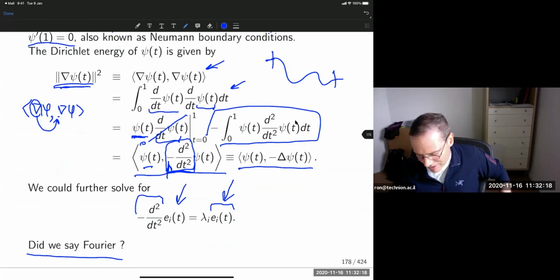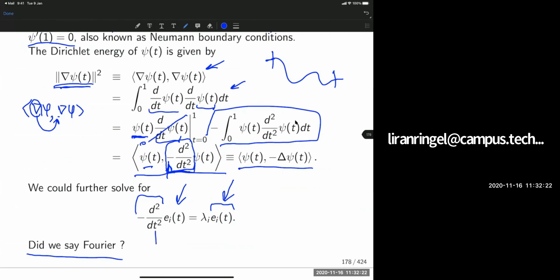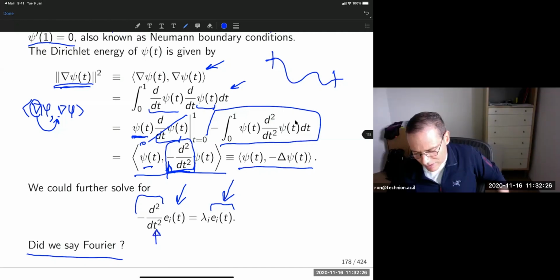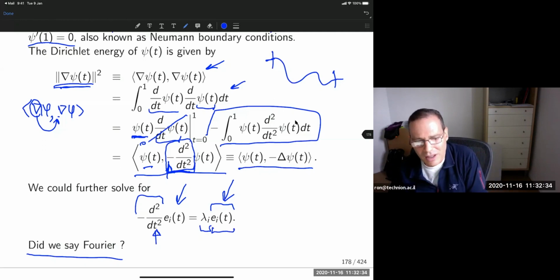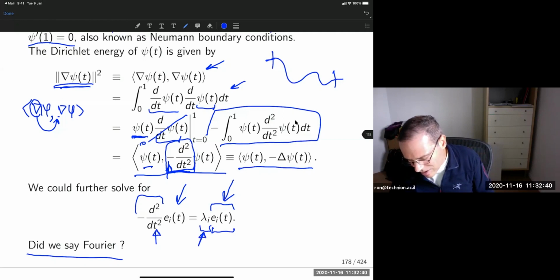If I take the second order derivative of a cosine or a sine, what would happen is that I would get a constant times the sine or the cosine. So this is immediately obvious: if I take the second order derivative with respect to time of the sine or the cosine, I would get the right constant times the sine or the cosine.